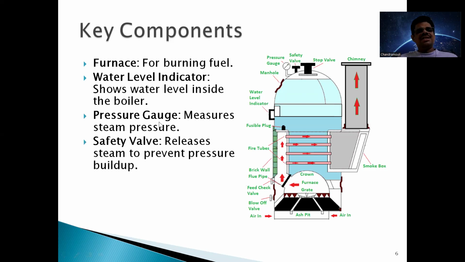Okay, and there is one more valve called the safety valve. So here, this is the safety valve which releases the steam into the atmosphere. When the pressure is extremely high, there is a chance of explosion. In such cases, the safety valve, see here, this is the safety valve, is automatically opened, and some quantity of steam is sent out, so that the pressure again drops.